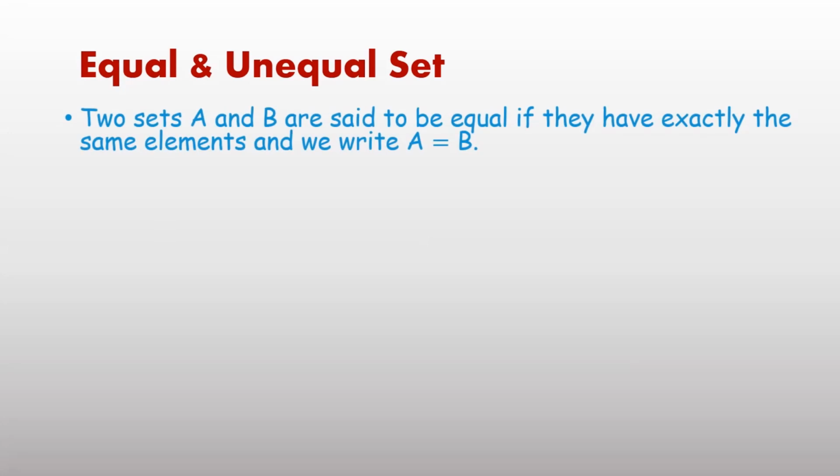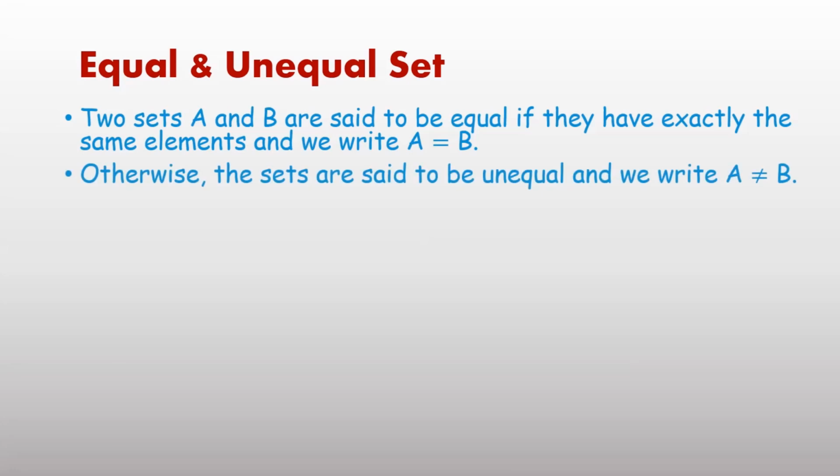Equal and unequal sets. Two sets A and B are said to be equal if they have exactly the same elements. Means elements of A and B are same, then two sets are known as equal sets. Otherwise, unequal set.